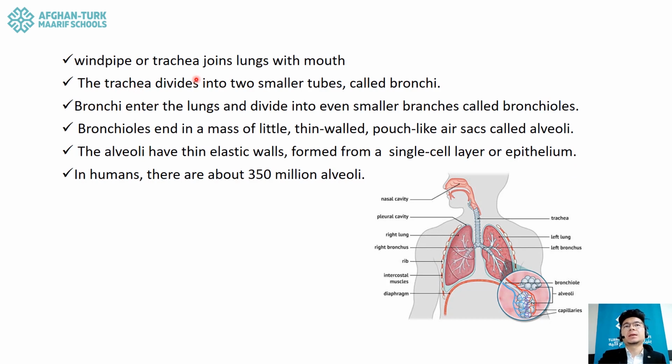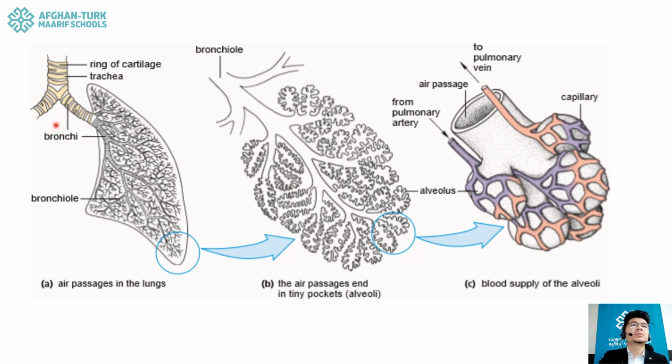The windpipe, or trachea, joins our lungs with our mouth, and then it is divided into two smaller parts called bronchi. After that, the bronchi go inside our lungs and are divided into smaller parts called bronchioles. These bronchioles end in very small, thin-walled air sacs called alveoli. The alveoli have thin elastic walls formed from a single cell layer, or epithelium. In human beings there are 350 million alveoli present.